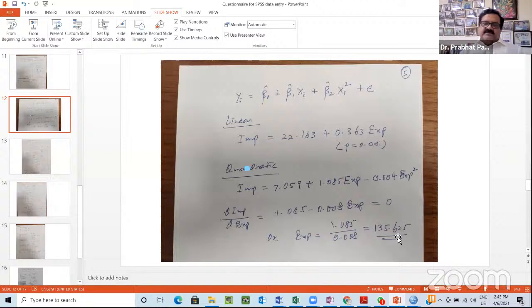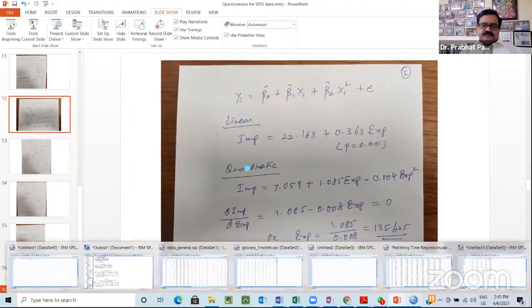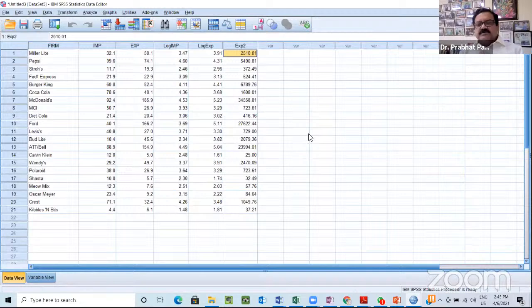So this means in this particular market, any expenditure that we decide on advertisement will work till 135.625, whatever the exact figure is. So we should not spend more than this amount. That's what it is suggesting. So this is the use of a quadratic equation.